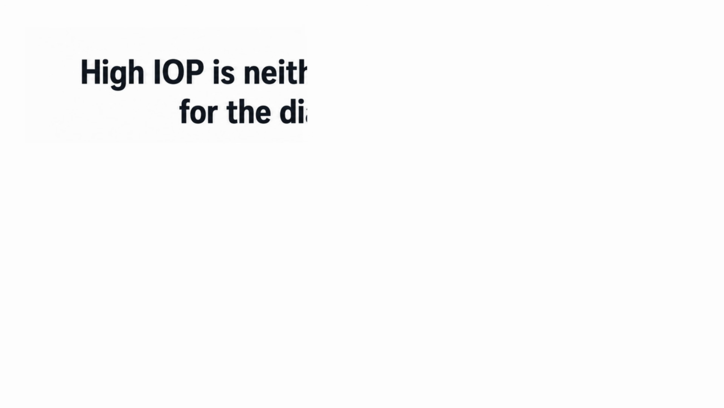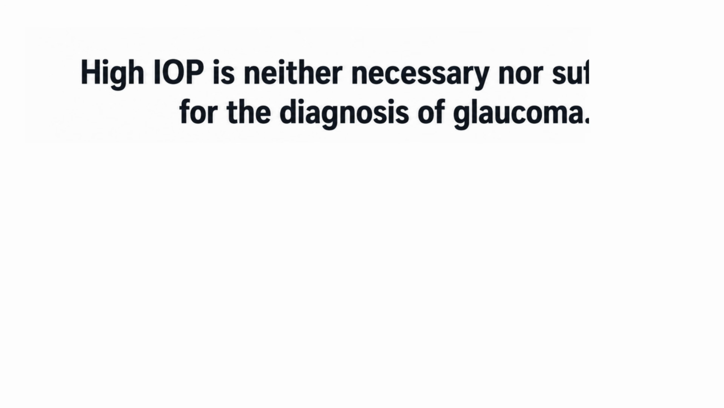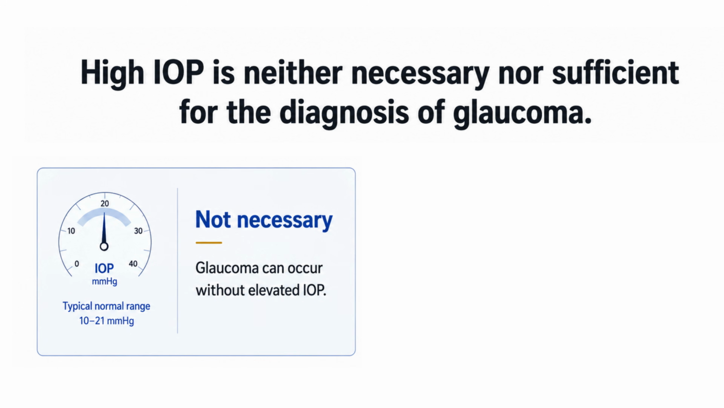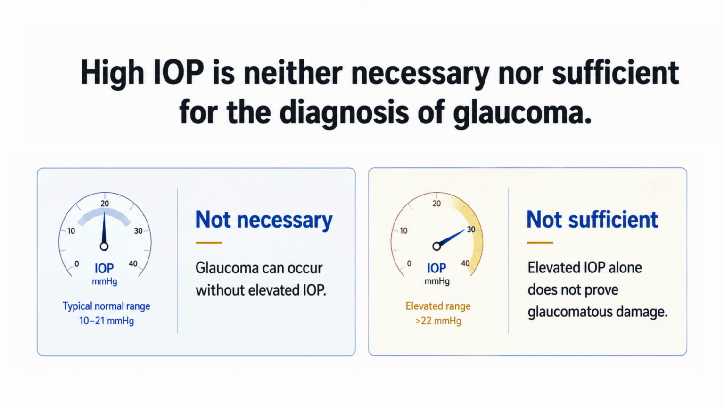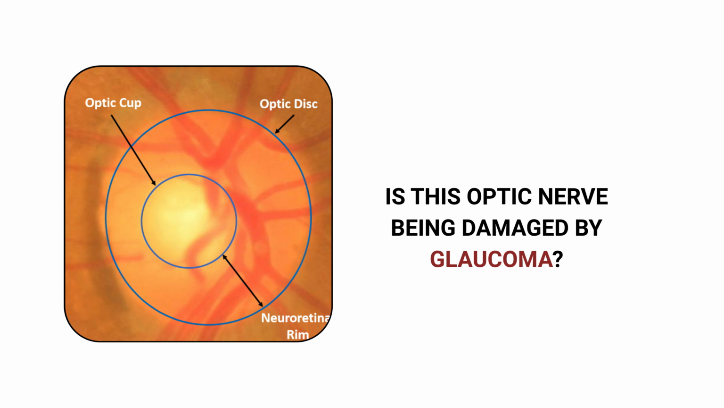A useful principle to remember is this: high intraocular pressure is neither necessary nor sufficient for the diagnosis of glaucoma. It is not necessary because glaucoma can occur even when untreated pressure measurements remain within the conventional population range. And it is not sufficient because an elevated pressure reading alone does not tell us that glaucomatous damage has already occurred. So, when we assess a patient, the real question is not simply what is the pressure. The most important question is: is this optic nerve being damaged by glaucoma?